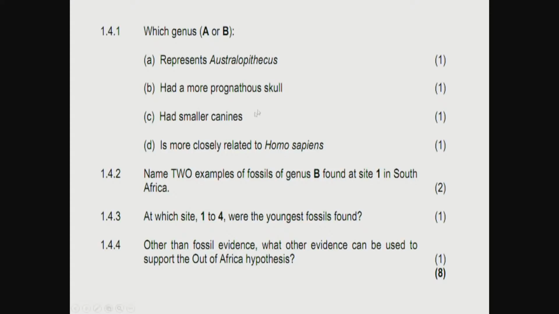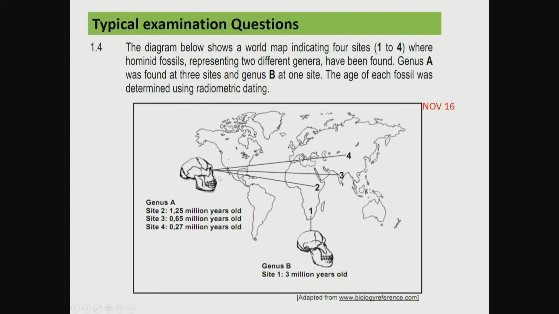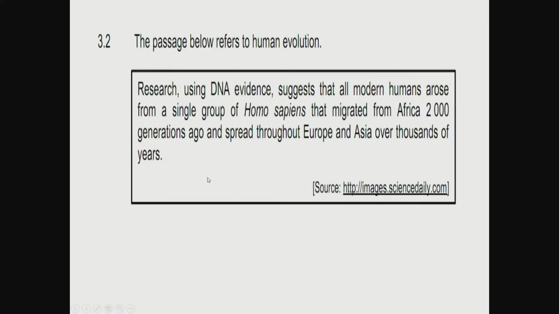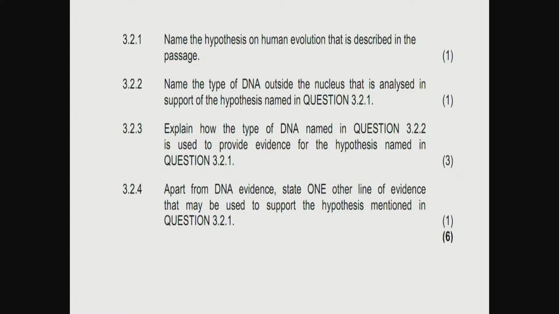So just another way, they can ask this question, and this is how they answer it in the exams. Using DNA evidence, this is the mitochondrial DNA that you must use to explain the out of Africa hypothesis. A lot of questions you can do on that one.